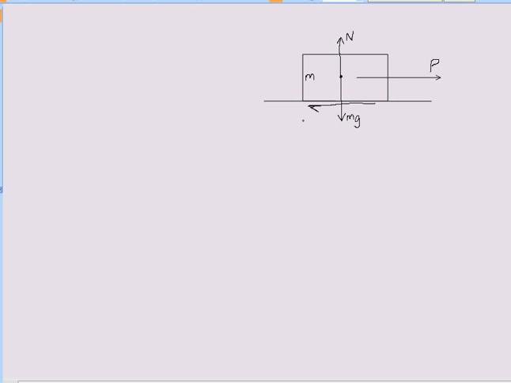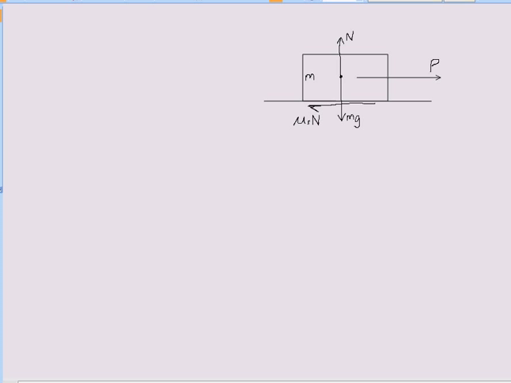So this vector right here is going to denote my friction force, and we found experimentally that your friction force can be determined by mu_s N, where N is your normal force, which I've drawn above, and mu_s is your static coefficient. And this is going to be a number between 0 and 1.